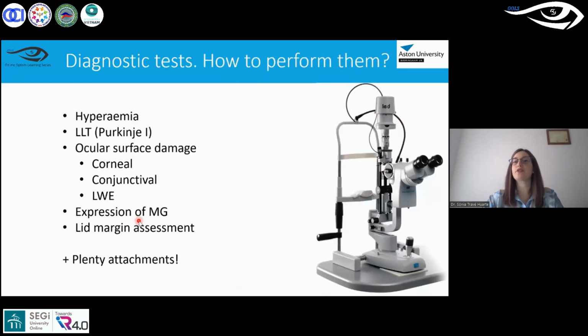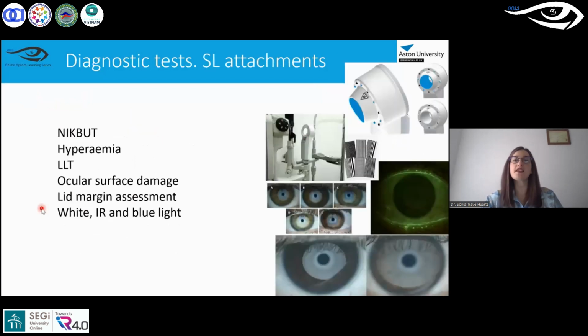So how we can perform those tests, right? Start with the most basic, slit lamp. With the slit lamp, we can do lipid layer thickness with Purkinje 1. We can do expression. We can do lid margin assessment, but we also can add attachments. Attachments such as the Easy Tear View, which can help you with the viewing of the lipid layer, and which could help you also with the breakup time and even fluorescein assessments.